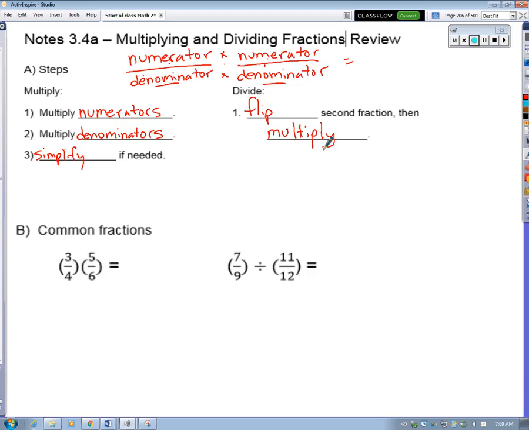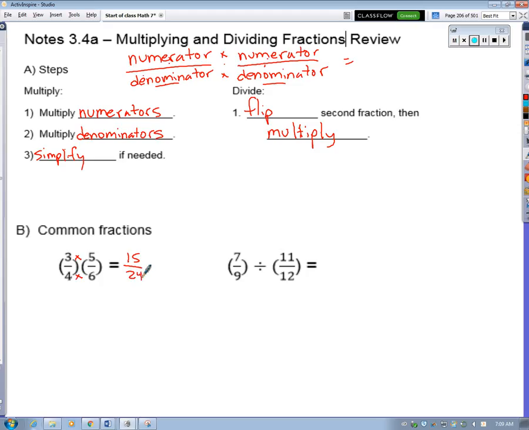Alright. Let's work through our first example here. Common fraction. Okay, I've got 3/4 multiplied by 5/6. These parentheses mean it's multiplication. So our first step is we're going to multiply the numerators. Let's multiply the numbers across the top. So 3 times 5 equals 15. Then we multiply across the bottom, our denominators. 4 times 6 equals 24.